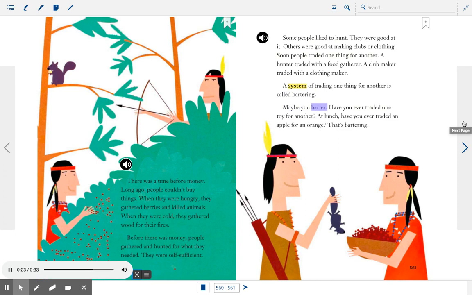Maybe you barter. Have you ever traded one toy for another? At lunch, have you ever traded an apple for an orange? That's bartering. So the main idea and detail we have read so far is about bartering. Bartering for things. So people trade one thing for another. I'm sure you've tried this at least once.